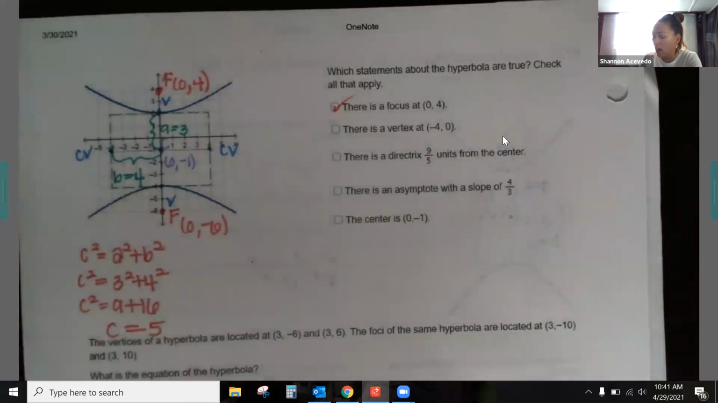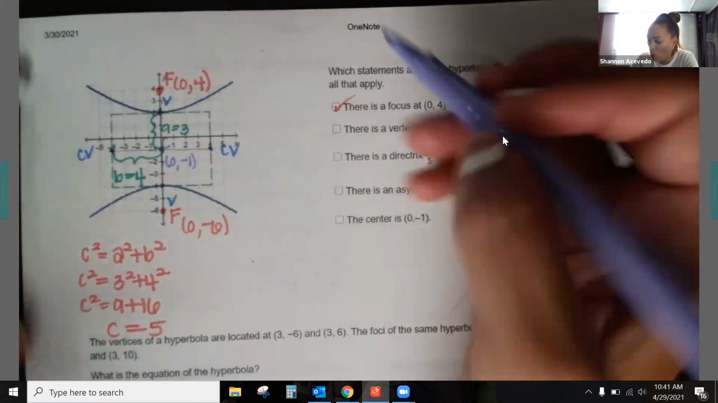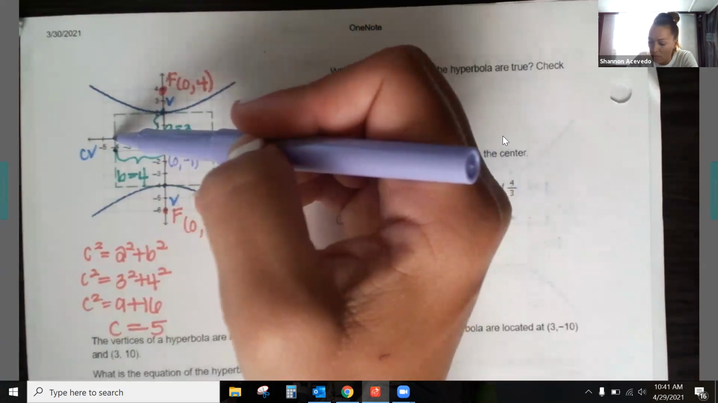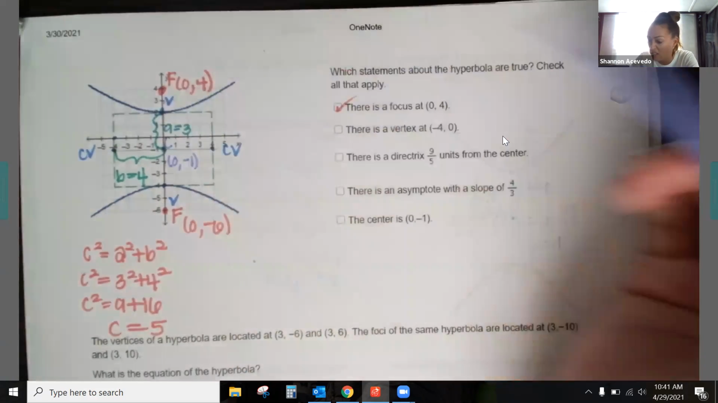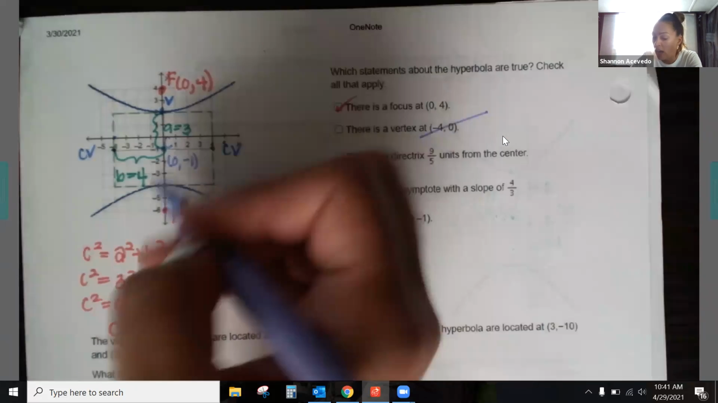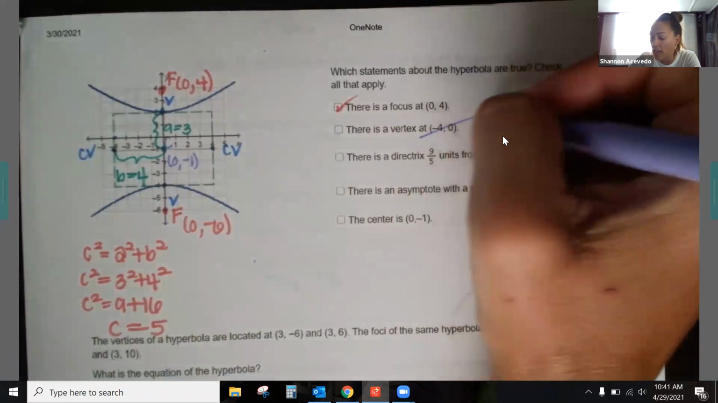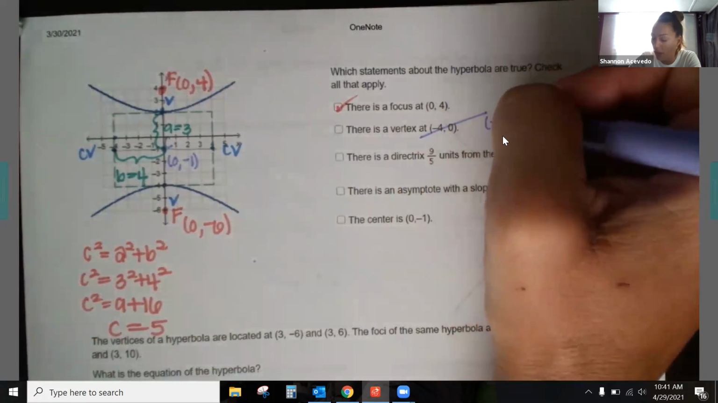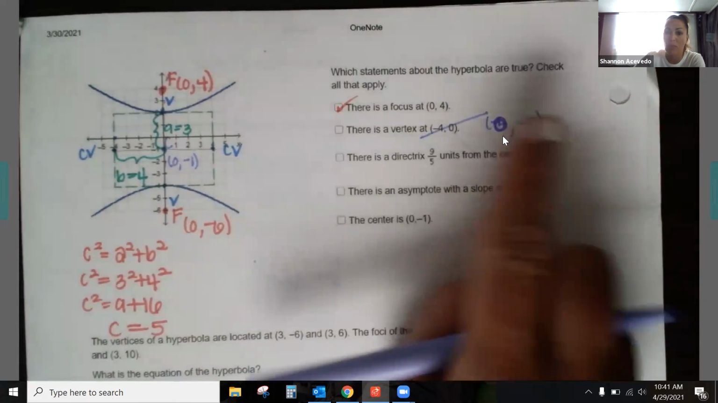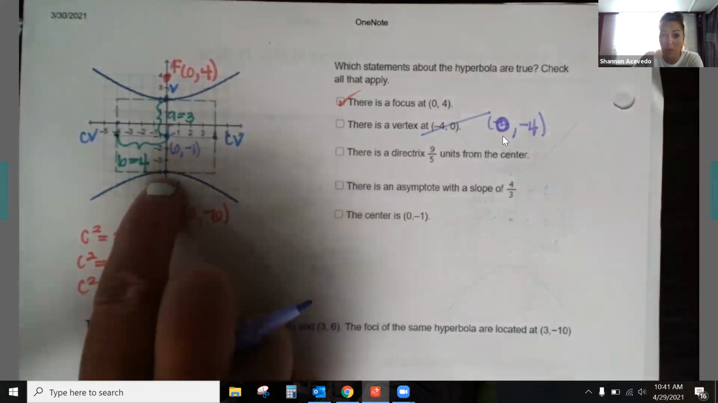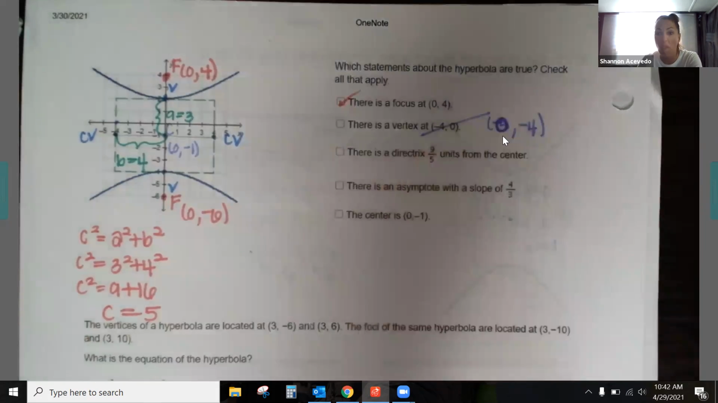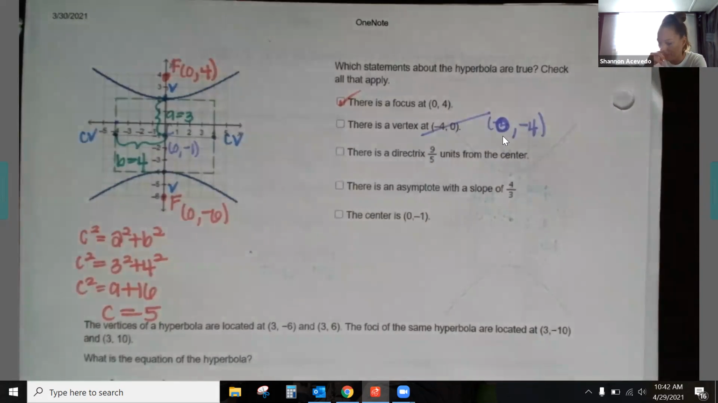The next one says that I have a vertex at -4, 0. So -4, 0 would be this point right there. There's no vertex on there. That is incorrect. I have one at 0, -4. So they were switched. This one is at 0, -4. My x value is 0, my y is -4. So they switch in there. So don't fall for that. They'll try to trick you.